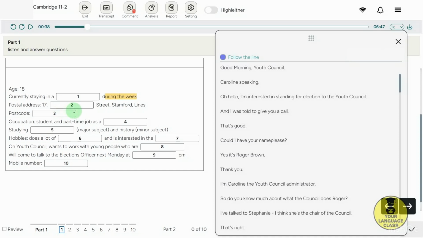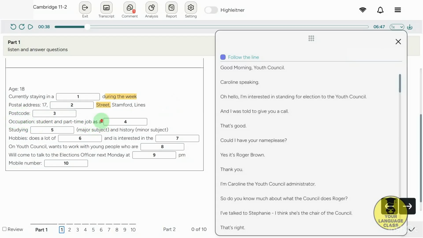You can also see the capitalized word street here right after the blank. So it is very likely that the blank will contain the name of a street. If the street name is not a number, then I would expect it to be spelled. Blank number 3 is postcode, so it will definitely be a number.